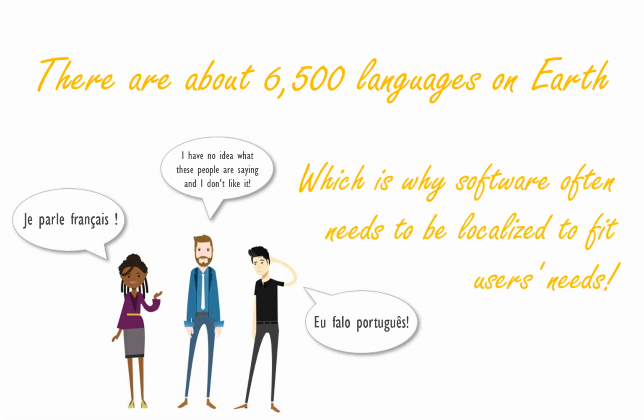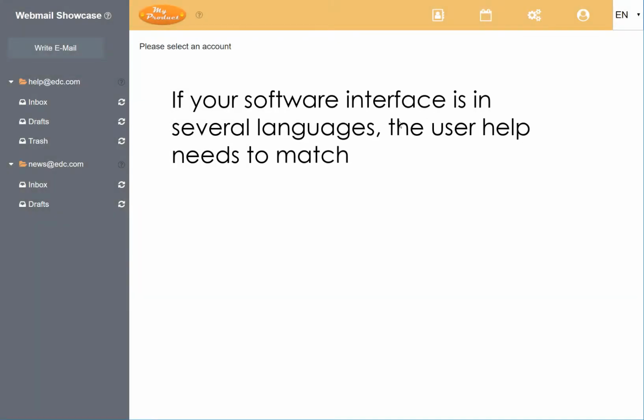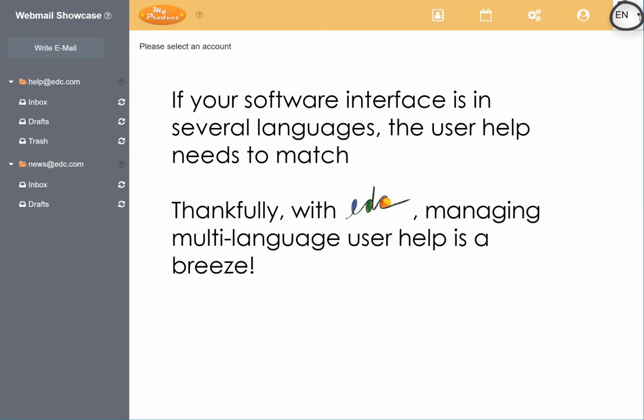Today we'll be talking about multi-language user help. There are about 6,500 languages on Earth, and almost half of the world population only speaks one. This means that to reach a wider audience, you need to localize your software and the user help along with it. Thankfully, EDC makes creating multi-language user help quick and easy.